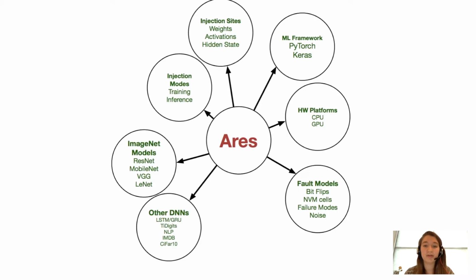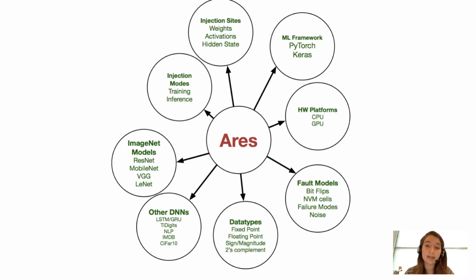The ARIES framework provides dataset preprocessing and model definitions for a variety of DNNs, though it takes just a few lines of code to incorporate new DNNs or your own models into the framework. An additional feature is that ARIES allows the user to easily study the impact of a given fault model across different data representations and precisions.